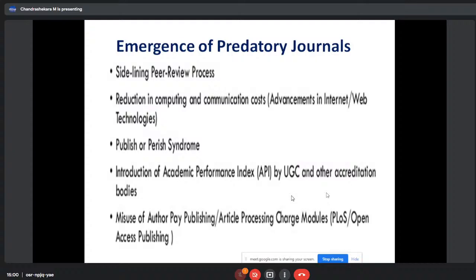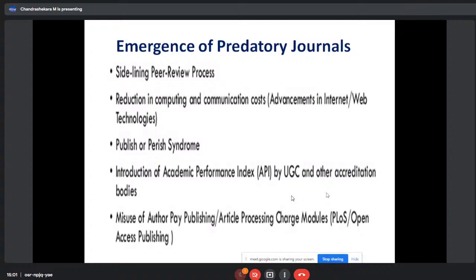And the academic performance index was introduced by UGC and other accreditation bodies. Earlier, about 15 years back, there were very few journals and very few conferences, maybe four or five conferences in each discipline. Now it is not like that. Some are ad hoc, some are continuous. There are many, many conferences and many journals, and some are fake, predatory journals, as you can see.